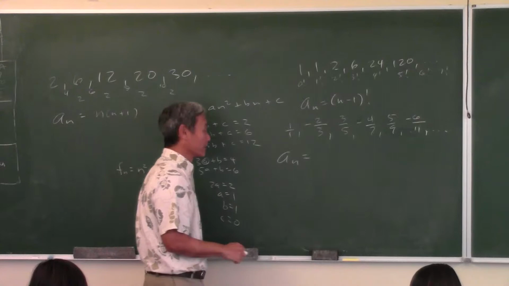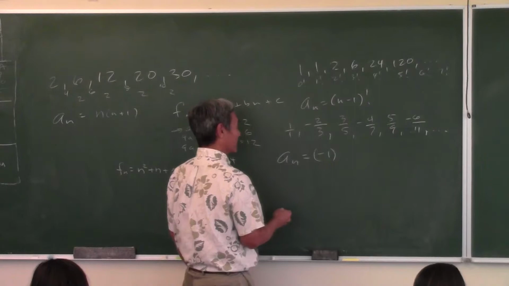What do you think of this one? If I plug in 1, I want to get a positive number. So negative 1 to the n plus 1.